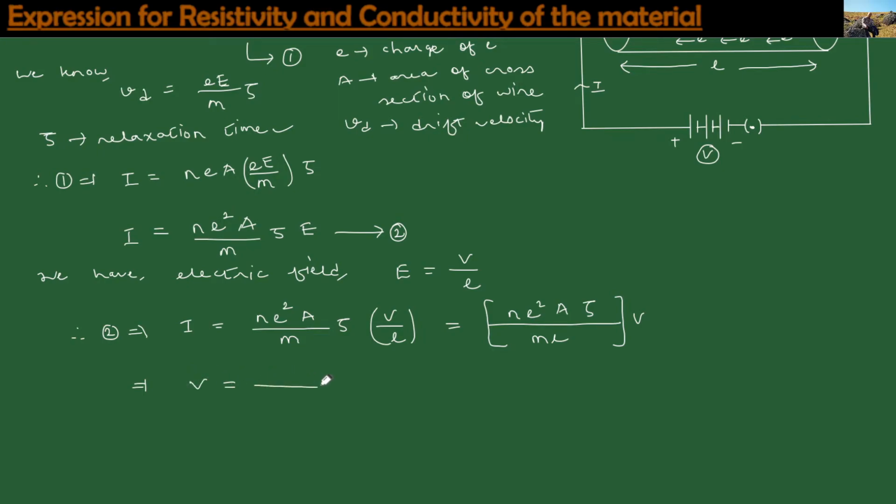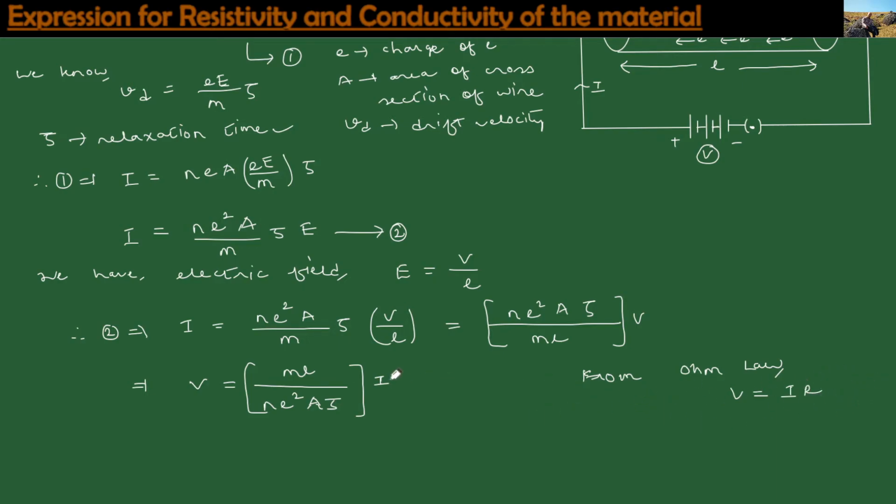If this is the voltage, then if we cross multiply this bracket term towards the left hand side, mL will be on the numerator and this term will be on the denominator. So this expression is similar to our Ohm's law. From the Ohm's law relation, we know that V equal IR.